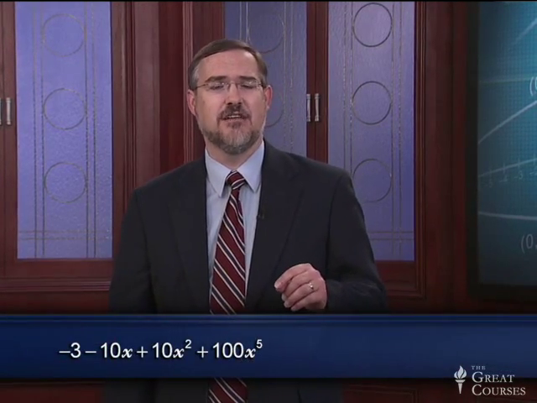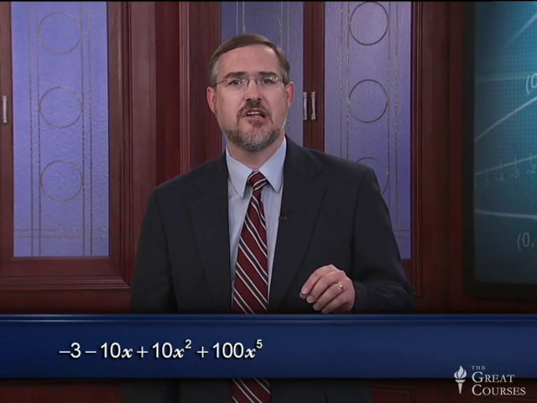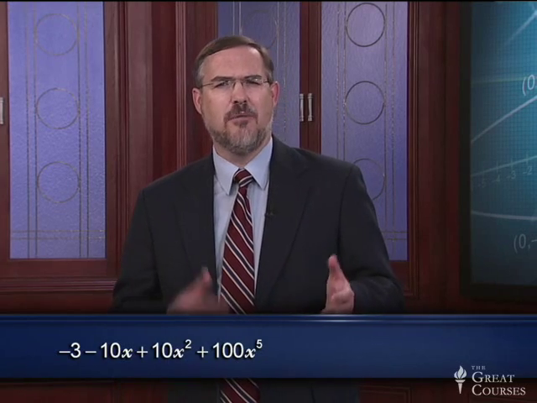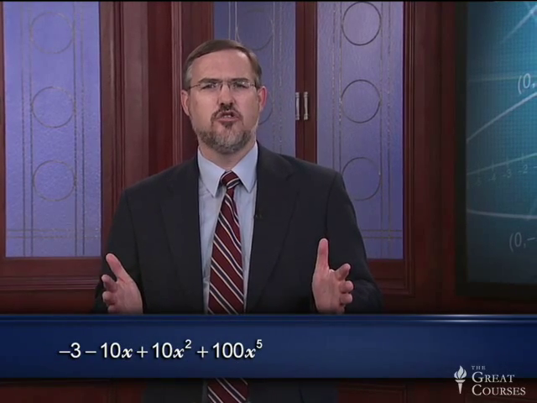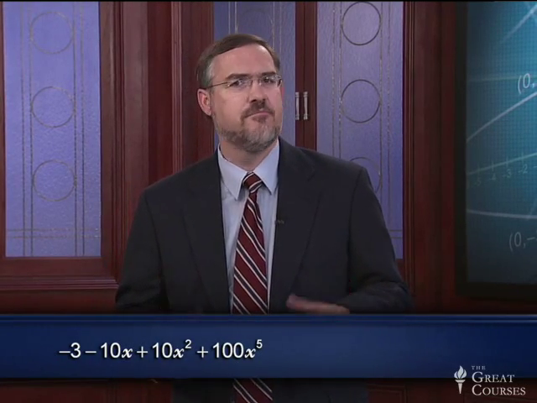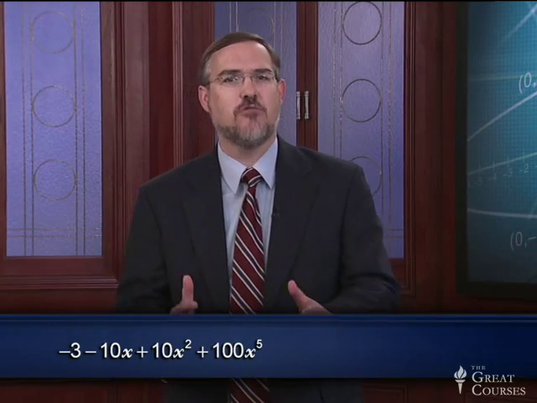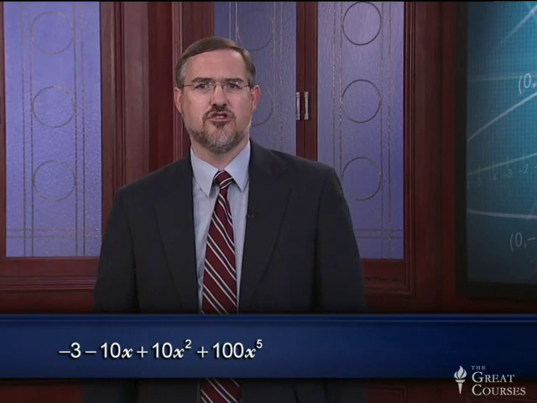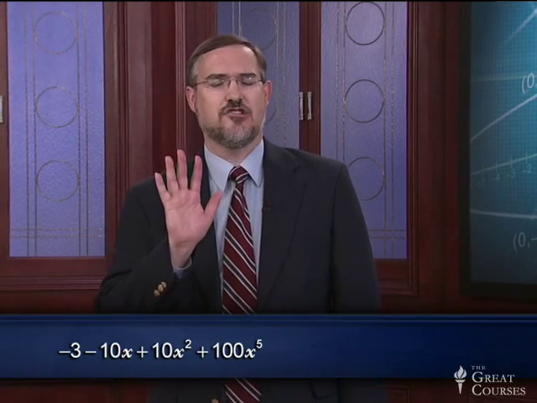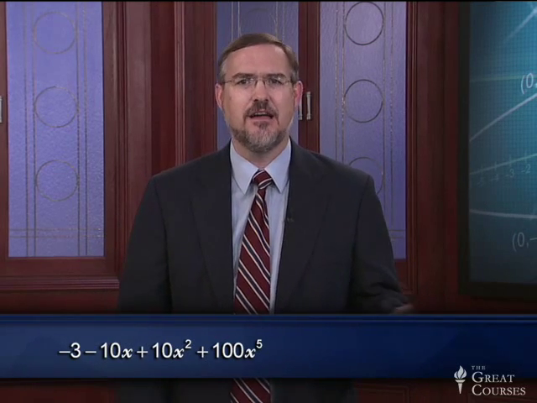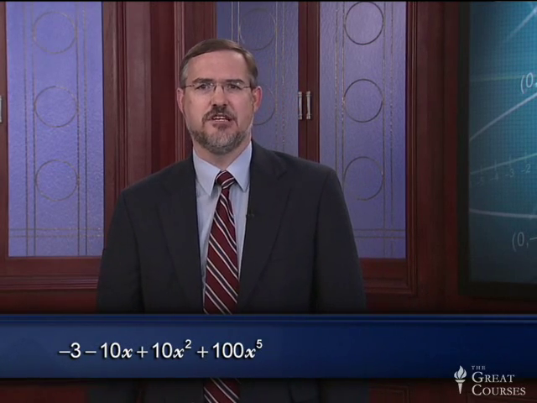Remember, I looked at negative 3 minus 10x plus 10x squared plus 100x to the fifth. You might have been saying, wait a minute, where's the x cubed? Or where's the x to the fourth term? They were there, it's just that their coefficients were zero. And it's okay for a coefficient to be zero. So it's all right for coefficients to be positive, it's all right for them to be negative, and it's all right for those to be zero.